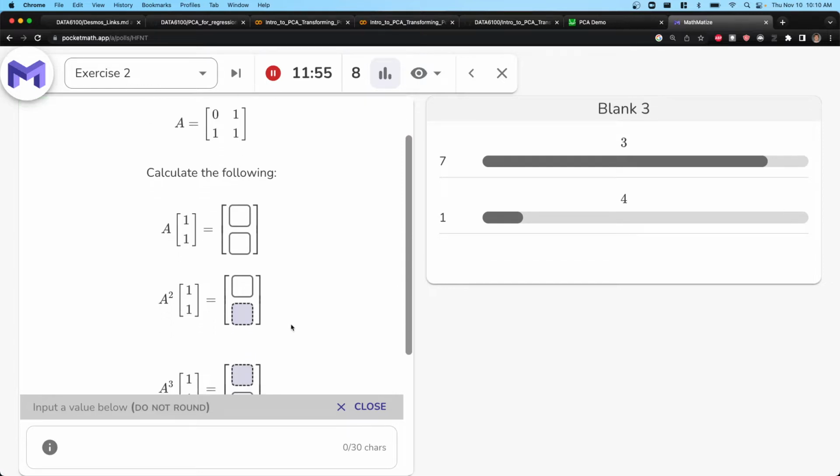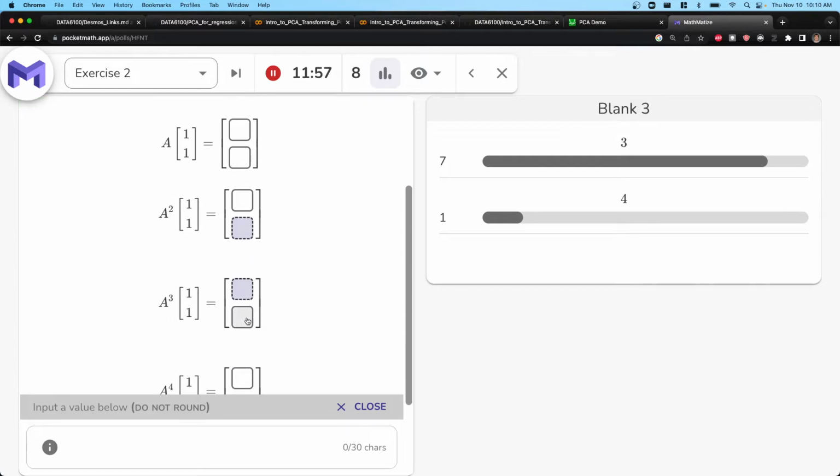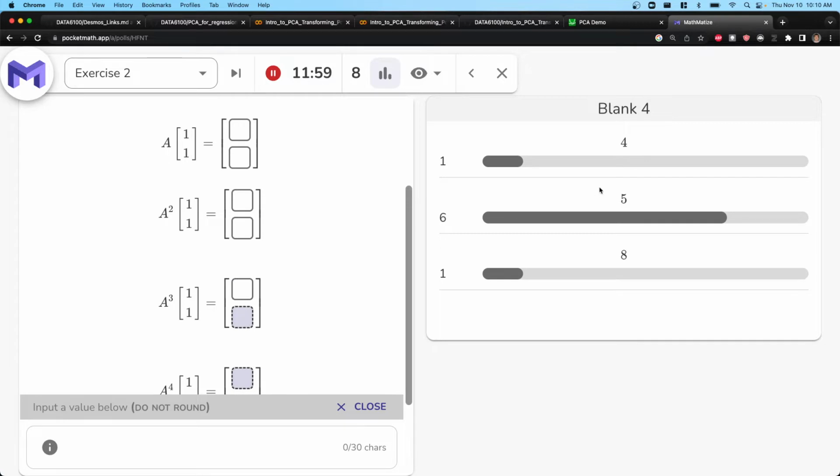Let's see what you guys got for A cubed. 3 and 5. So maybe some people are guessing. It's not a 4. So the pattern, 1, 2, 2, 3, 3, 5, and I ran out of room. Let's put it right here. 8, 4, 1, 1.